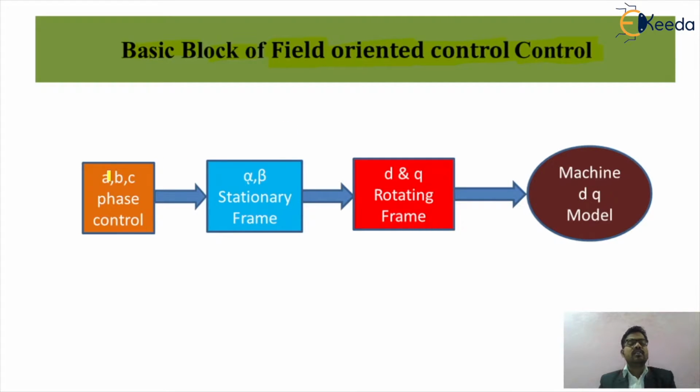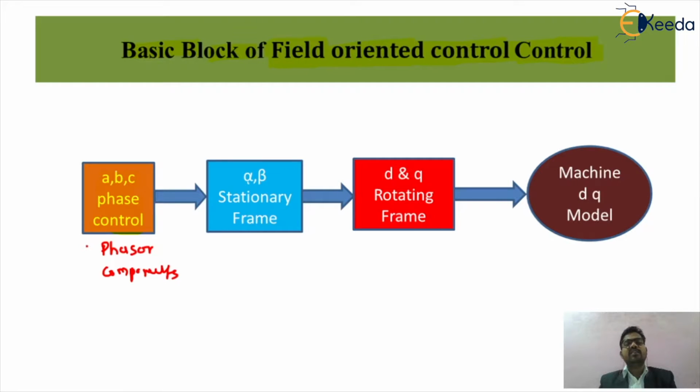Friends, we have three phase components, which we call A, B, C. These are the different phasor components, since we are giving the supply to the stator winding of the induction motor. So we are applying the three phase supply.